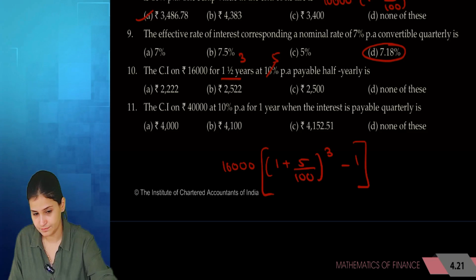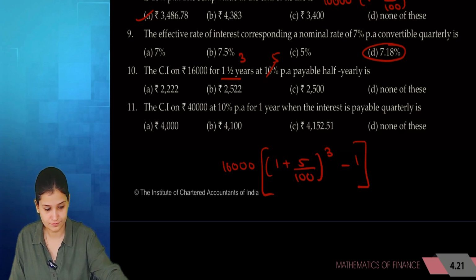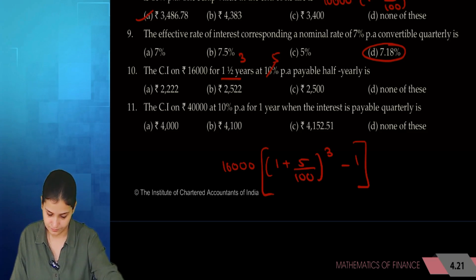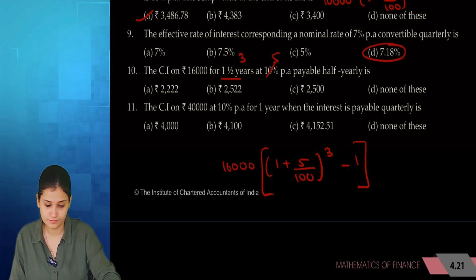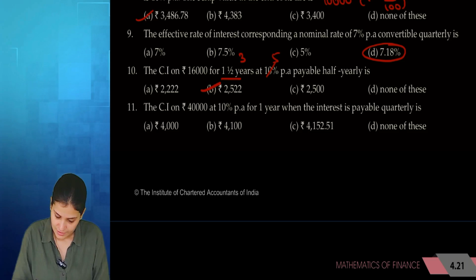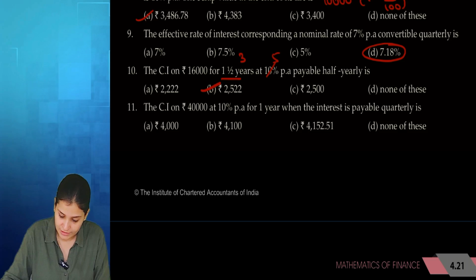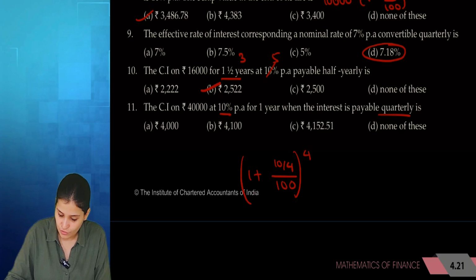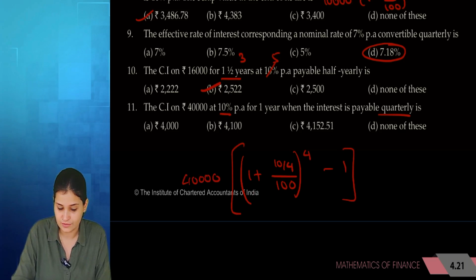Everybody got the answer? Yes, ma'am. Any doubt? No, ma'am. Question number 11. The compound interest on rupees 40,000 at 10% for 1 year when the interest is payable quarterly. If you are doing it quarterly, first 10% divided by 4, then divided by 100, add 1. 1 year, that is 4 quarters, subtract 1 and then multiply it by 40,000.